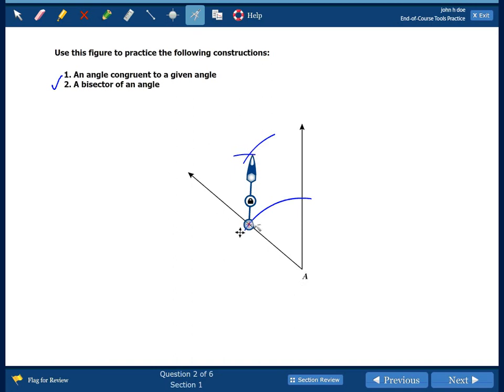Notice that I did not move the compass in or out. The only time I really move the compass in or out is whenever I'm copying an angle. So since I'm bisecting an angle, I need to go down to the vertex A and make sure that it goes through it. So I've bisected an angle. Remember the word bisect. That means that this part of the angle is going to be congruent to this one. I cut it into two equal parts.